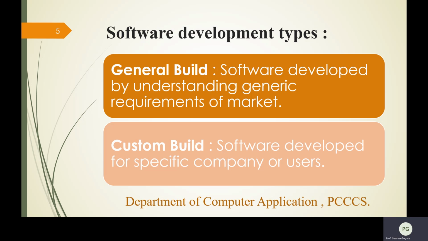Software development types. Software is always developed in two ways. The first is general build, the second is custom build. General software is developed by understanding the generalized requirements of the market. For example, when WhatsApp was developed, when Facebook was developed, these well-known apps were not developed by understanding the particular requirements of a particular intended user. They are built in general.